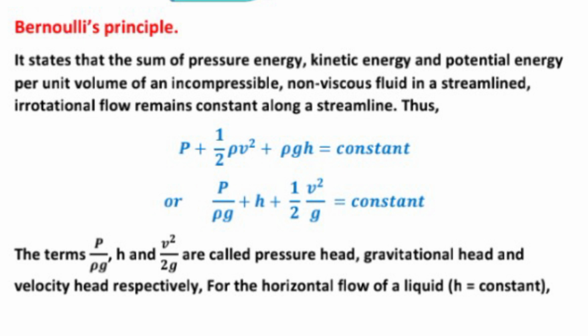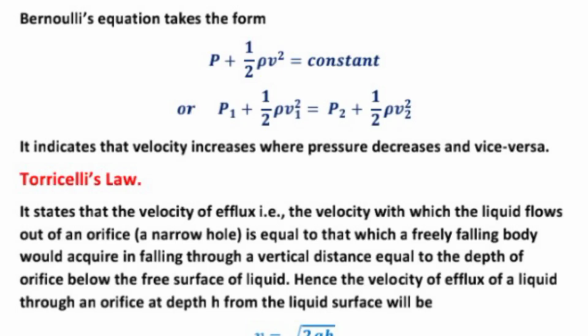It states that the sum of the pressure energy, kinetic energy, and potential energy per unit volume of an incompressible non-viscous fluid in a streamlined irrotational flow remains constant along a streamline. P plus half rho v square plus rho gh equal to constant. Bernoulli's equation takes the form P plus half rho v square equal to constant, or it can be written as P1 plus half rho v1 square equal to P2 plus half rho v2 square. It indicates that the velocity increases when pressure decreases and vice versa.